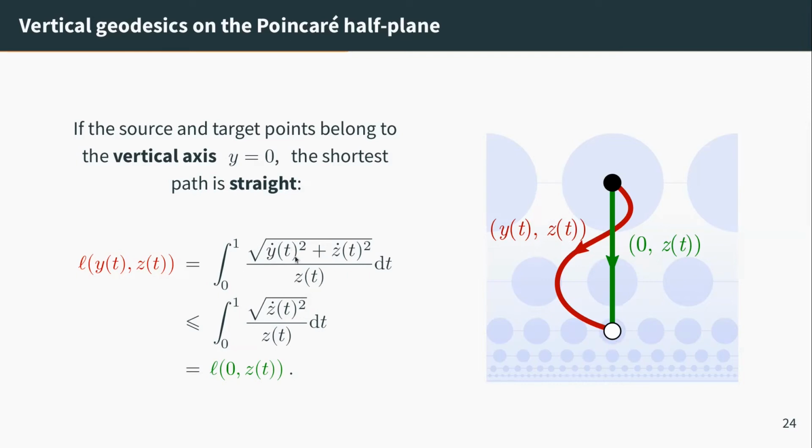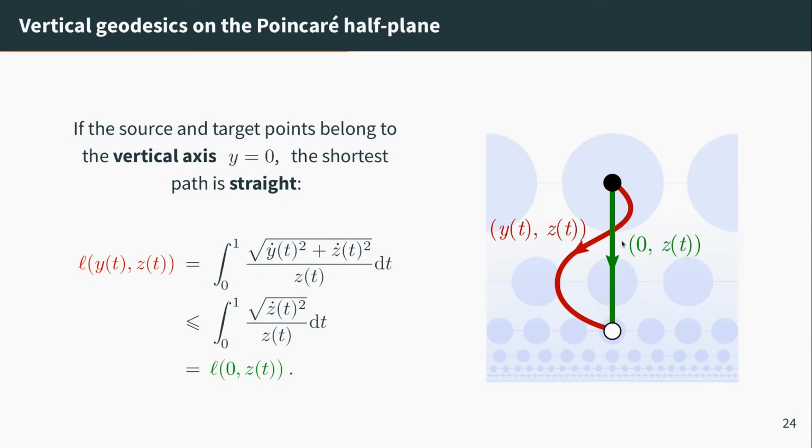just by properties of the sum of two positive numbers, the square root of y dot squared plus z dot squared is smaller than the square root of z dot squared. So I just have this inequality. Oh no, sorry, the inequality goes in the other way. It's a typo. It's larger, not smaller. So this term is always larger than this one, and this is exactly the formula for the length of a curve that is essentially the projection onto the vertical axis of the red curve.